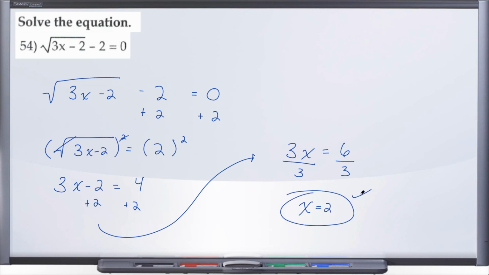And let's go ahead and take this and plug it in to our original equation just to make sure we end up with a true statement. So we have 3 times 2 is 6, 6 minus 2 is 4, so radical 4 is 2, 2 minus 2 does in fact equal 0, and so that is correct, and we know then our answer x equals 2 is also correct.